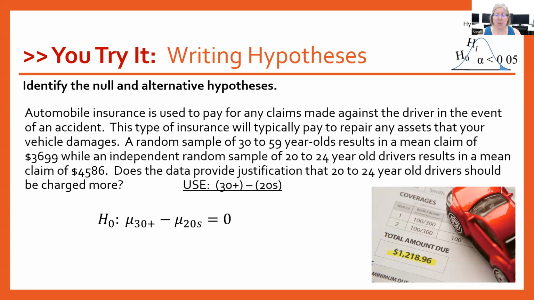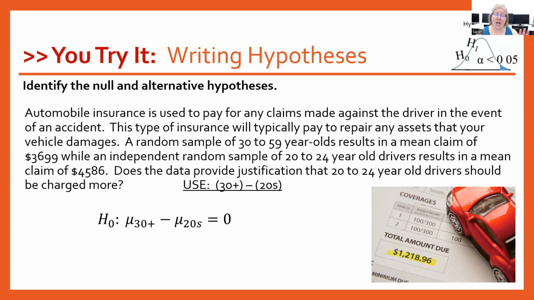Automobile insurance is used to pay for any claims made against the driver in the event of an accident. This type of insurance will typically pay to repair any assets that your vehicle damages. A random sample of those ages 30 to 59-year-old results in a mean claim of $3,699, while an independent random sample of 20 to 24-year-old drivers results in a mean claim of $4,586. Does the data provide justification that 20 to 24-year-old drivers should be charged more?